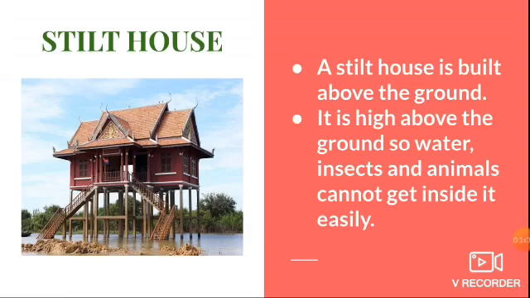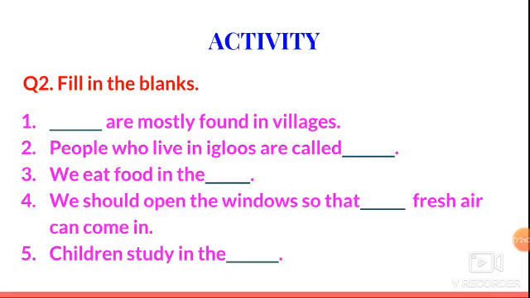Stilt house. A stilt house is built above the ground. It is high above the ground, so water, insects and animals cannot get inside it. As you can see in this picture, this house is built above the ground level. So a stilt house is built above the ground, and it is high above the ground, so the water, insects and animals cannot get inside it easily. So these were the other houses apart from the kacha house and pakka house. So we have learnt about the houses we live in.